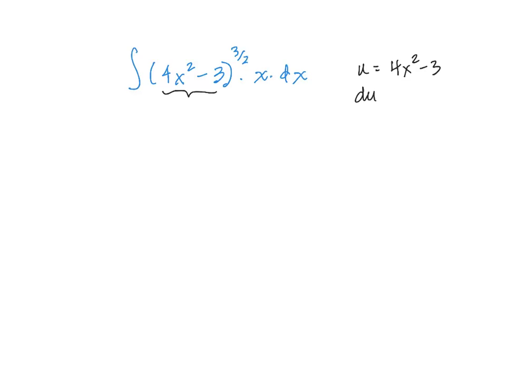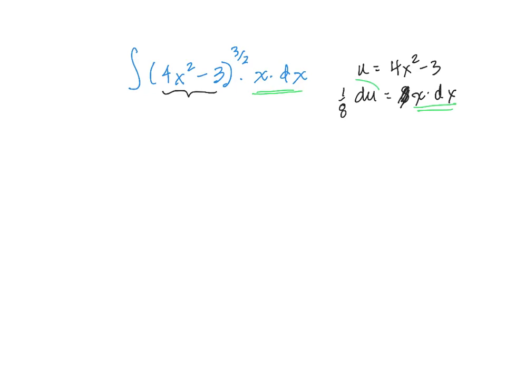I'm going to find du, which gives me 8x dx. Now, if I go back to my original integration, I don't have an 8. So I'm going to divide both sides by 8 or multiply by 1/8. That eliminates the 8 on the right side, replaces the 8 or 1/8 on the left side. So now I have my x dx. X dx is right here.